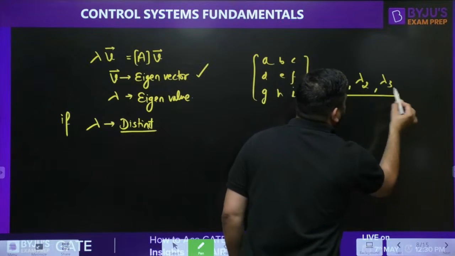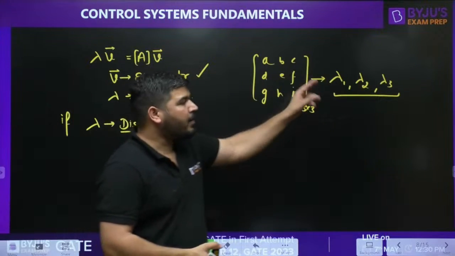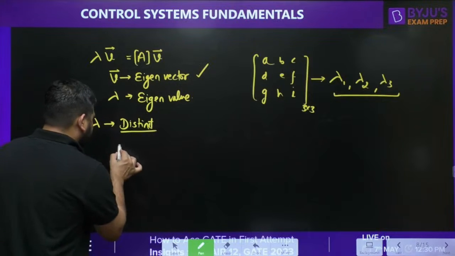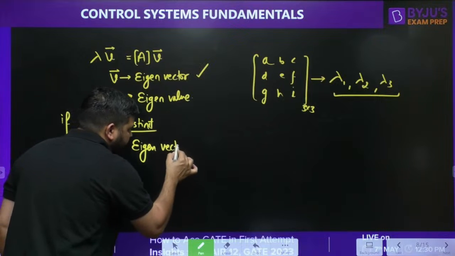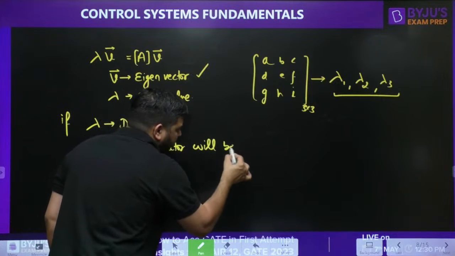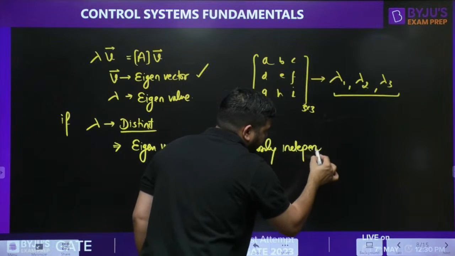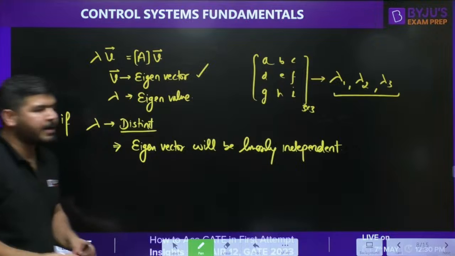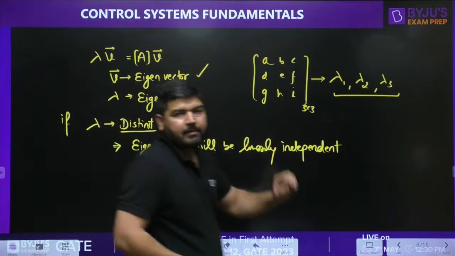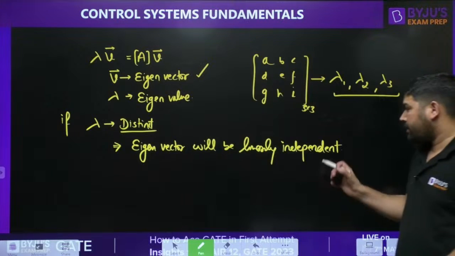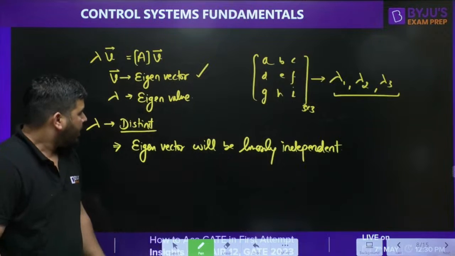If you have distinct eigenvalues, it means the scaling factors are different. Then you must have independent eigenvectors. Then the eigenvectors will be linearly independent. Remember this point. If you have distinct eigenvalues, eigenvectors will be linearly independent. You will have linearly independent eigenvectors.